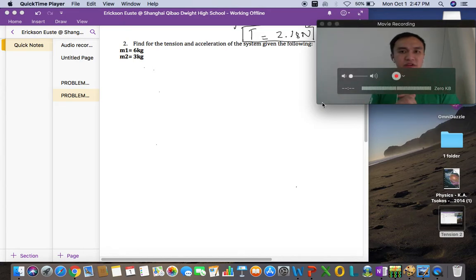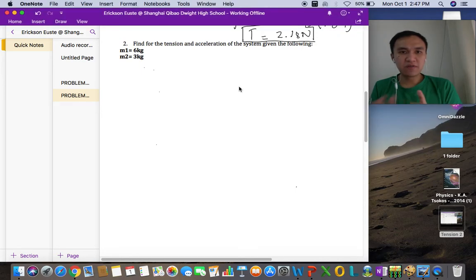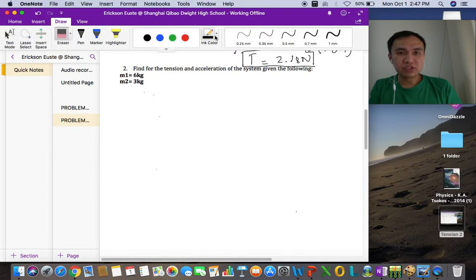Hi guys, so for today, we're going to solve the second problem, which involves the tension and acceleration of the Atwood's machine, but it's a different setup compared to the first problem. So we have this setup, which has 6 kilograms and 3 kilograms for mass 2. So let me just pull up my tools.